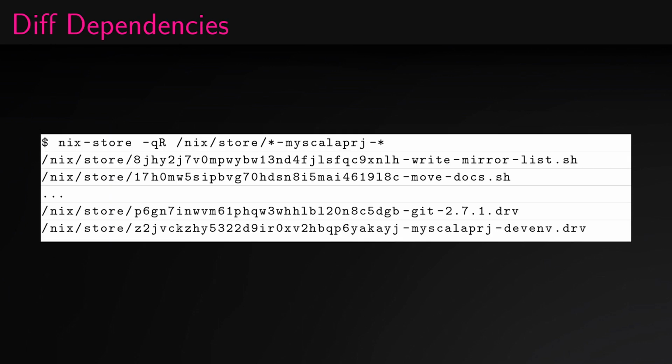Okay, so one thing that we can do is diff dependencies. We can actually have a look at all of the dependencies of my particular Scala project, and it'll list all of the transitive dependencies of the paths that it requires.